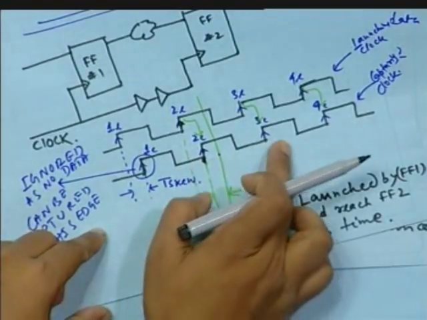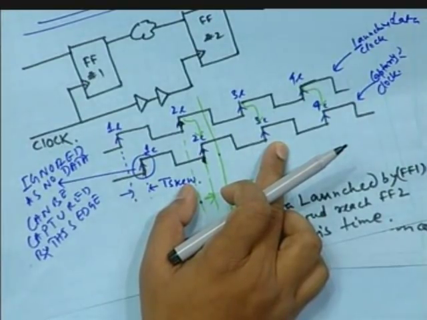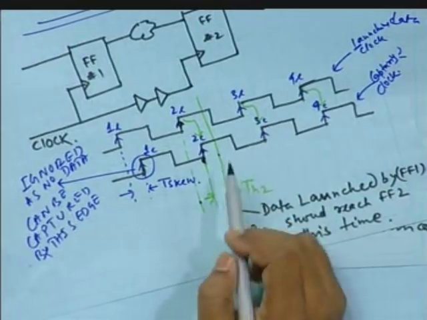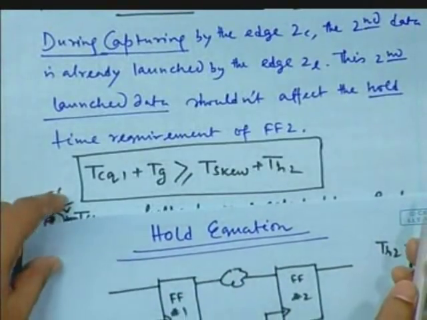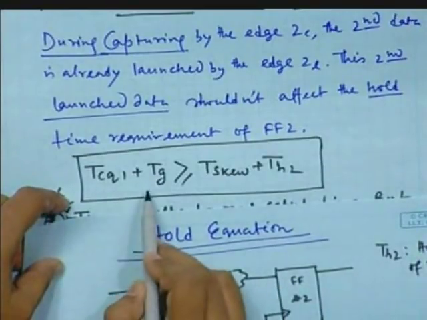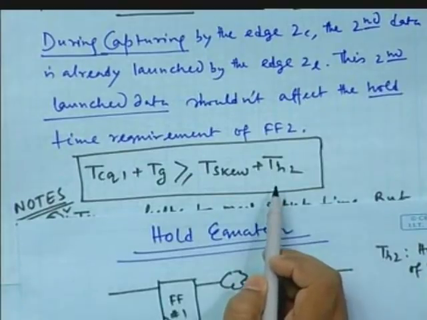If you are shifting this, basically you are affecting the hold equation, right? I mean, it's not at all helping. It's compounding your problem, right? So TSQ will be coming in the right side. TCQ plus TG is equal to TSQ plus TH2. Is that clear?